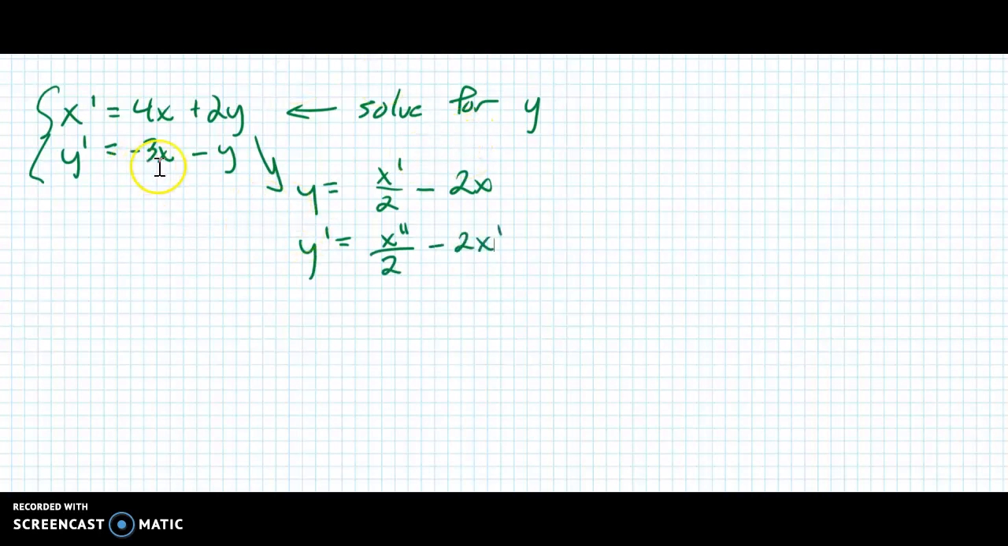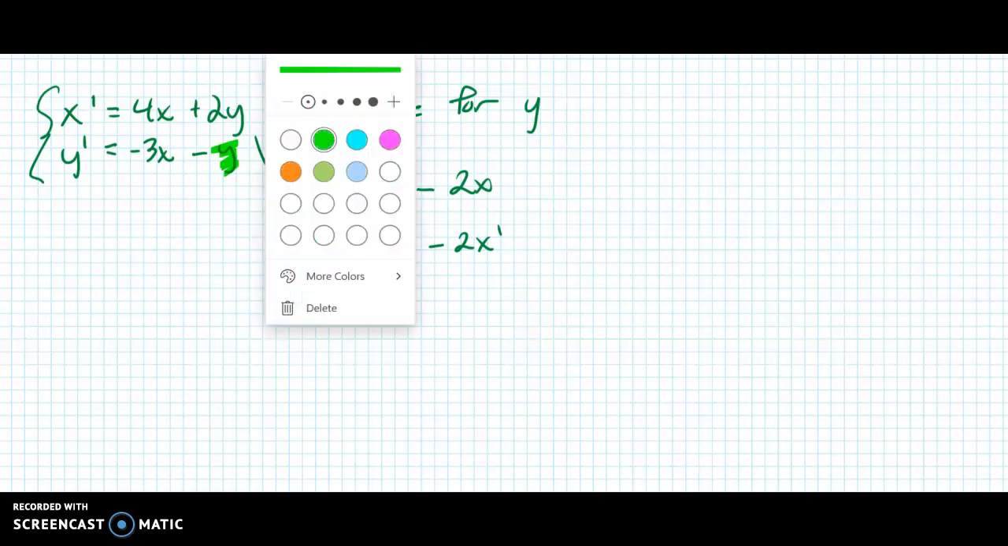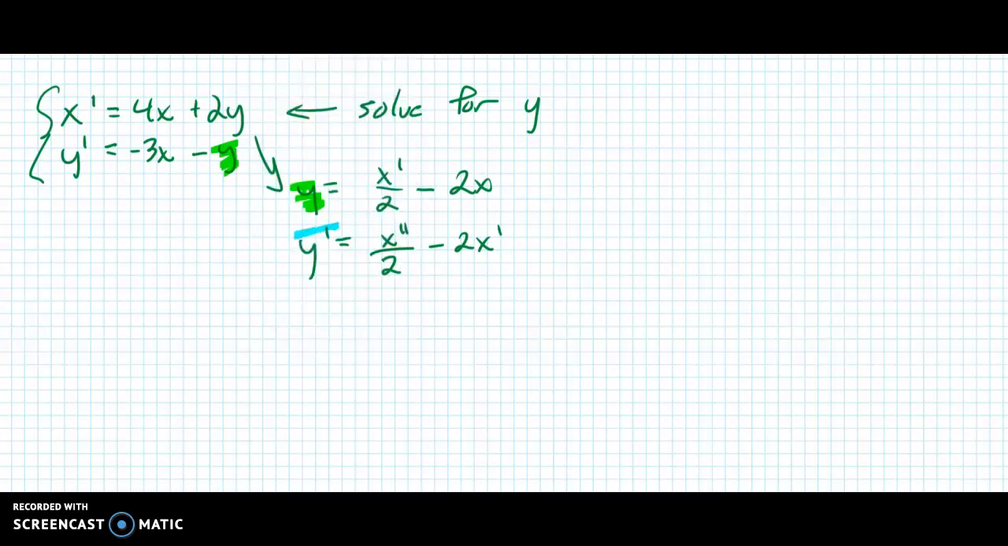So from here, what I want you to see is that I can sub this y in right there, and I can sub the y prime in right here. And notice what I'm going to get is all x's. So I'm eliminating the y, which is why we call it elimination.